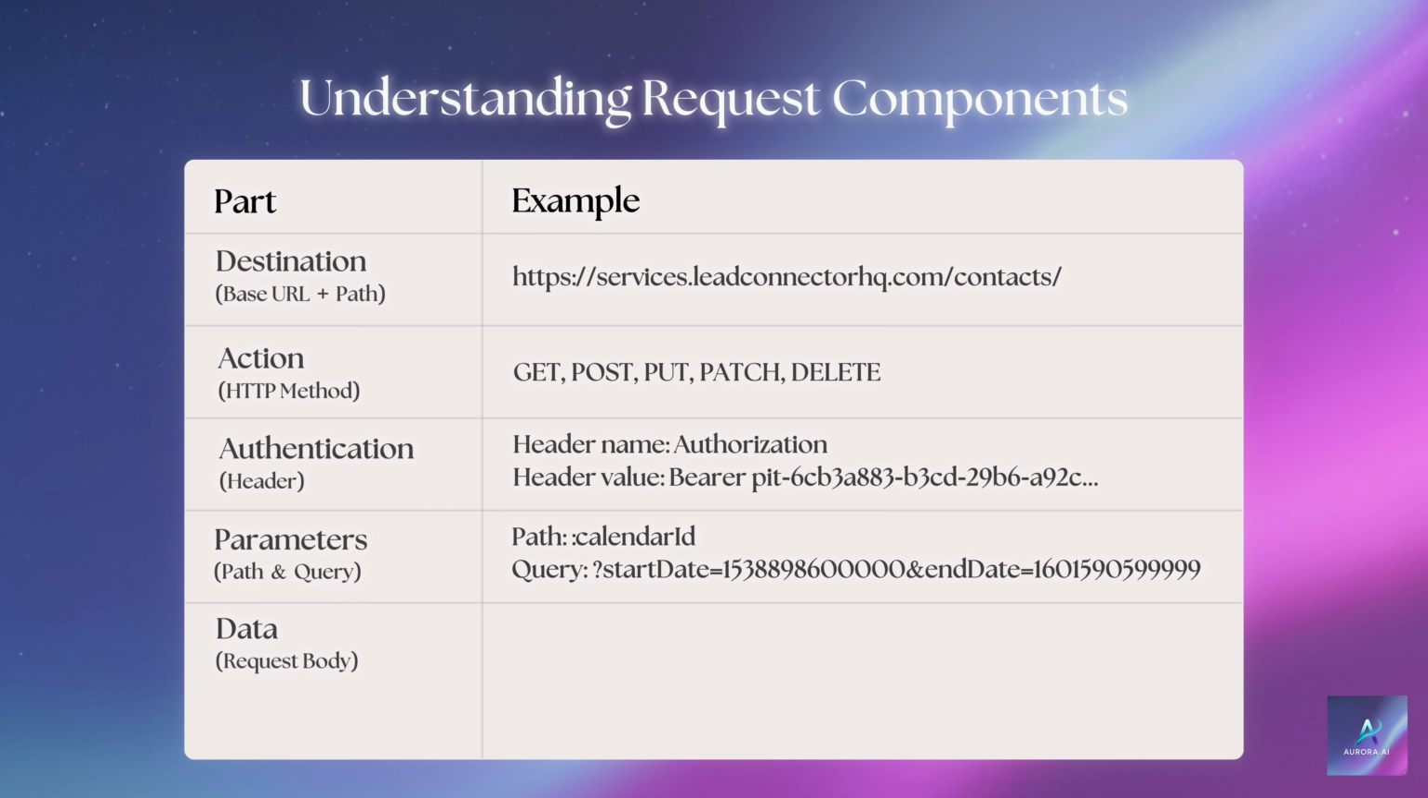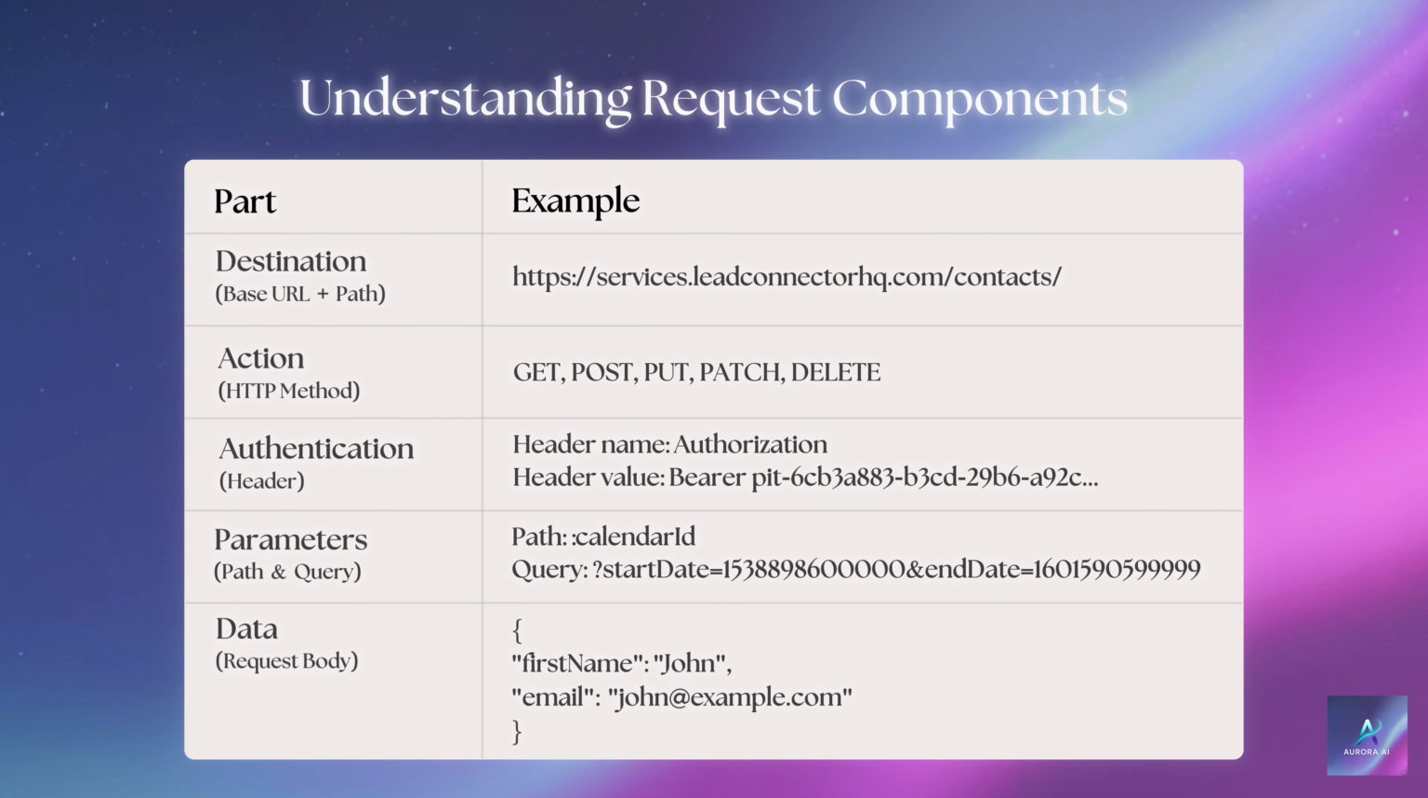Now let's talk about data, also known as the request body. This is the information you send when creating or updating something. For example, when creating a new contact, you send this. This format is called JSON, which simply organizes data into labeled values. Think of it like filling out a form. First name is the label, John is the value. Every piece of data is written as label, value.